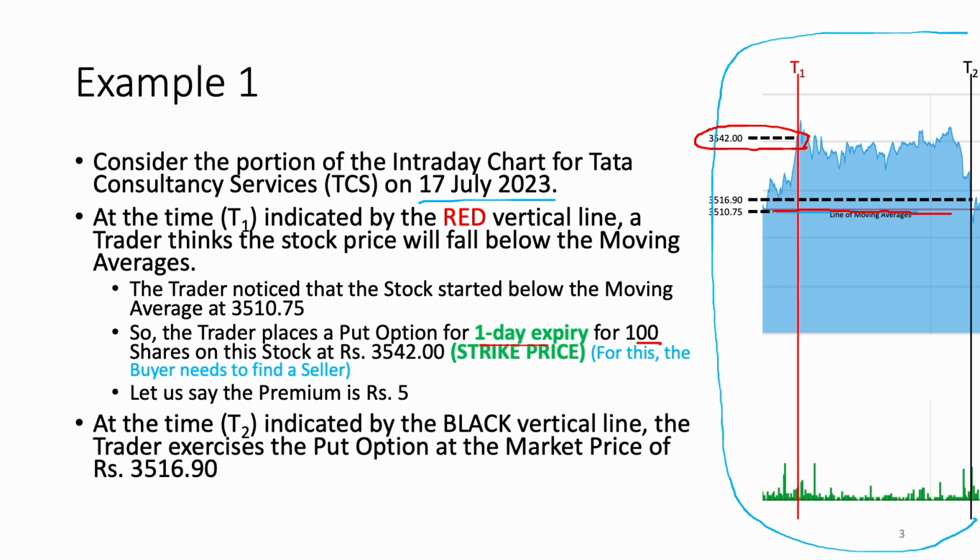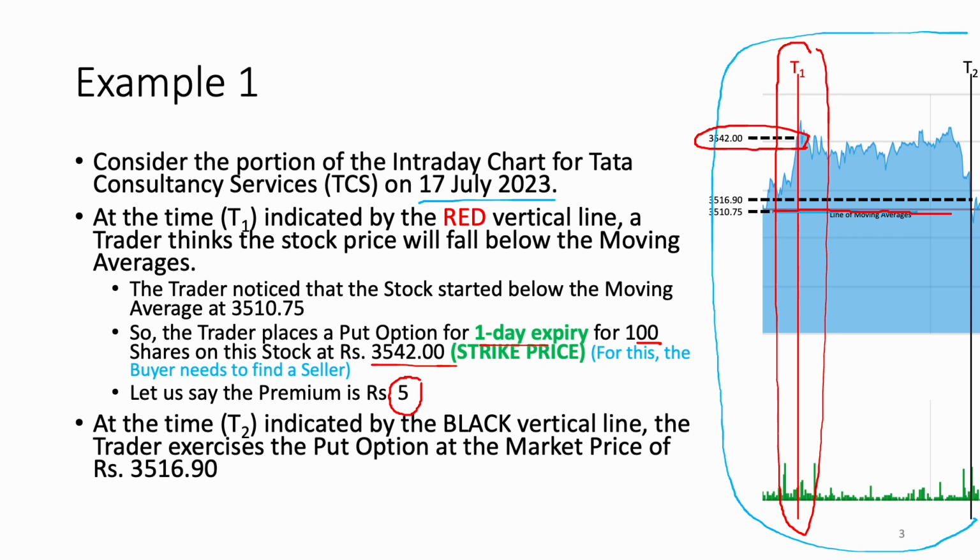So when we say I'm going to buy 100 shares of TCS in a put option, basically I will be saying I'll buy one lot of TCS at a strike price of 35.42 with the expiry of 1 day. Now, once I make this decision, I need to find a seller who will be ready to enter into a contract on these terms with me. And I agree with the seller that I will pay a premium of rupees 5 per share. So this is the trade which has been created by the buyer and the seller at the time T1. At this point, they have agreed to do this particular trade.